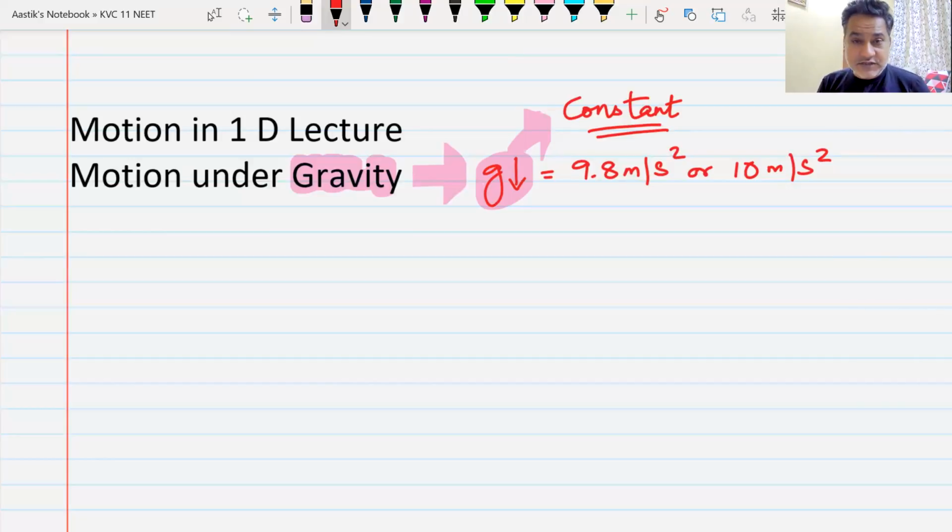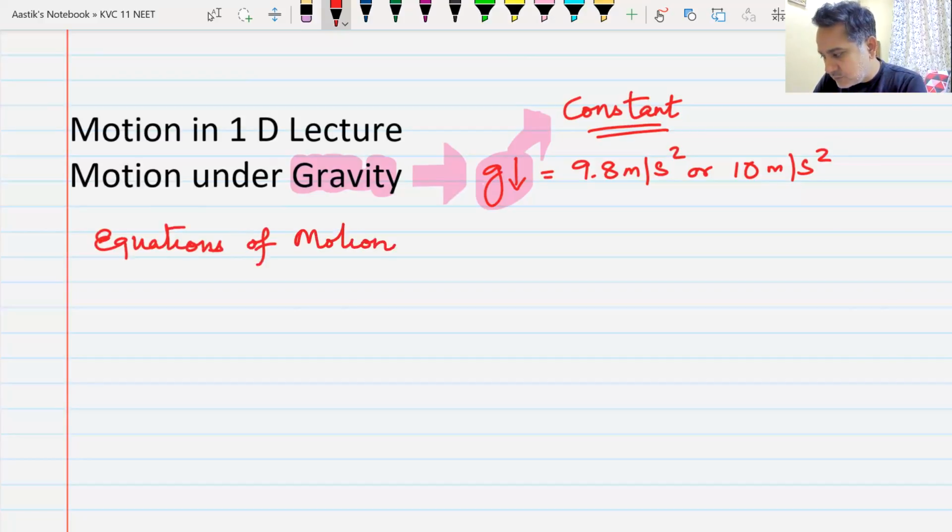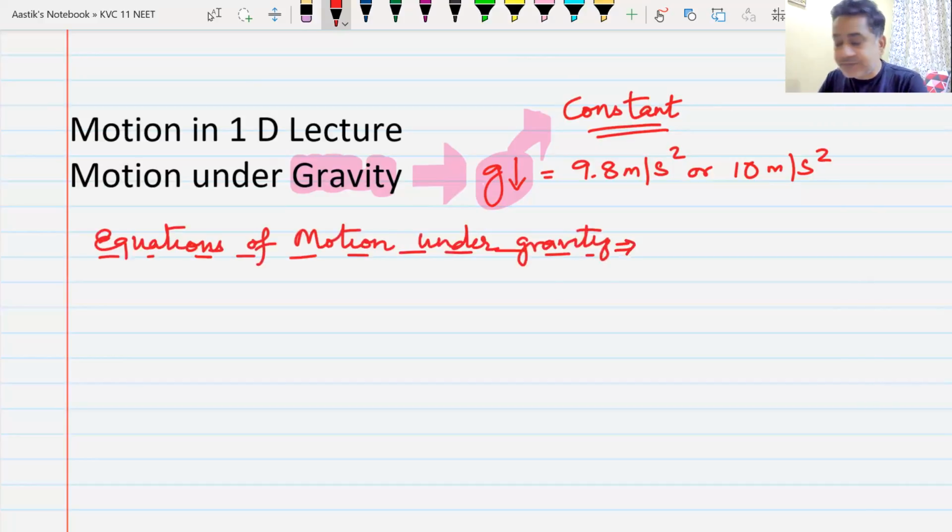Now, whenever we talk about motion under gravity, which we'll be doing in this chapter and also in the next one, we'll be solving it using some equations. So you can write the equations now. Equations of motion under gravity. Remember, this motion is with constant acceleration. So right now we are going to write the equation of motion for constant acceleration. The only thing is now it is under gravity.